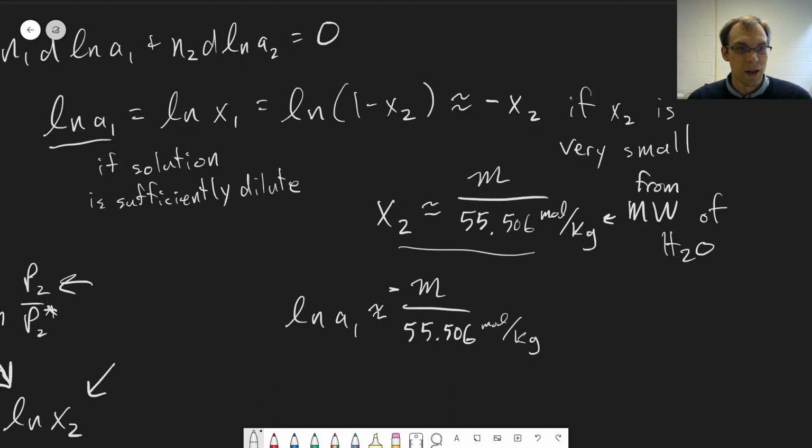If we want to measure the deviation from this ideal behavior, that will let us calculate activity. So in the next video, we'll follow through the next steps of this to figure out how we can find the activity and activity coefficients for our solute.